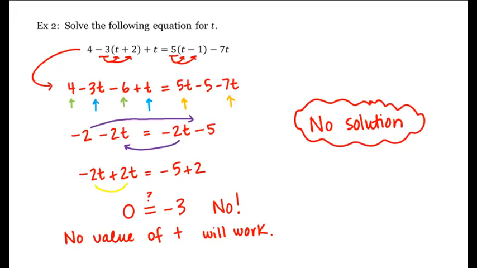Now, what if this value over here, negative 3, actually had turned out to be 0? Then what would our answer be in that situation? We'd have 0 is equal to 0, which is always true. So no matter what value of t you'd plug in, we'd always arrive at a true statement. Our answer in such a situation would be all real numbers. All right, let's see another example.